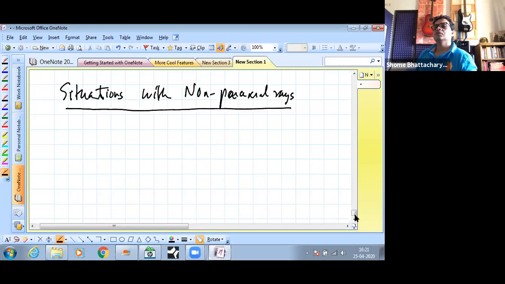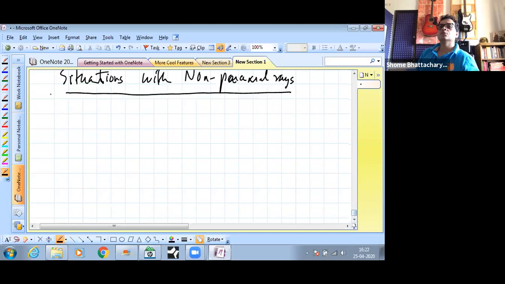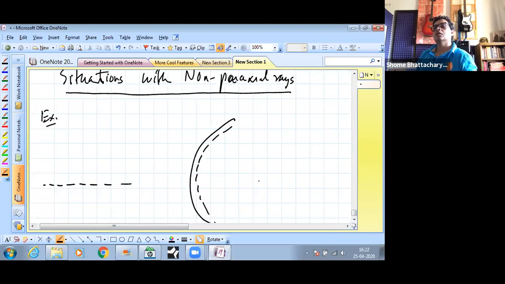As a very simple example, there is a question related to this in your booklet, something like this. Let's say you have a concave, or actually, for variety, let's take a convex mirror. We've been taking concave for very long now, so I'm getting bored of this. So let us take a convex mirror like this. And this is the principal axis. This is the center of curvature, and it has a radius of 60 centimeters.